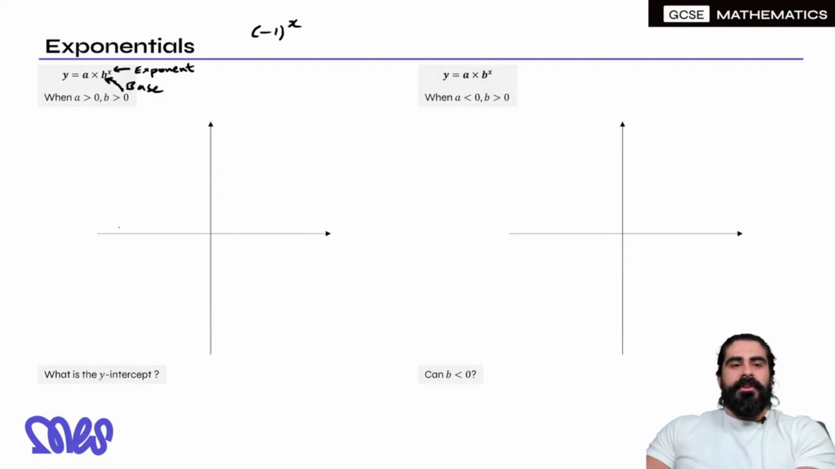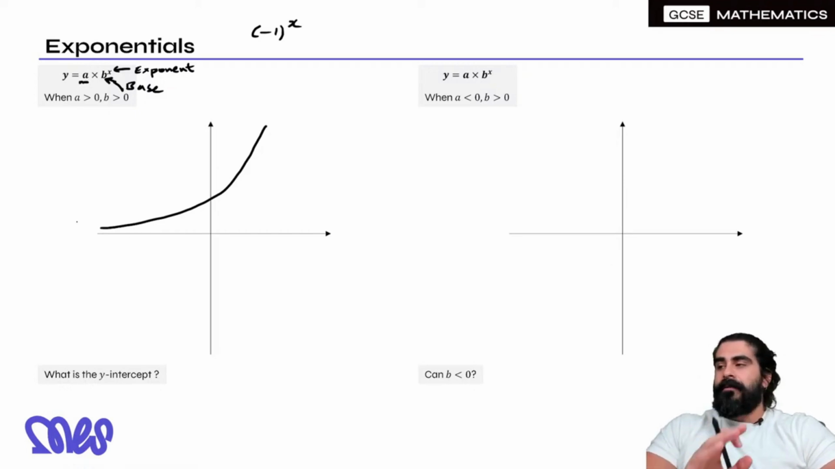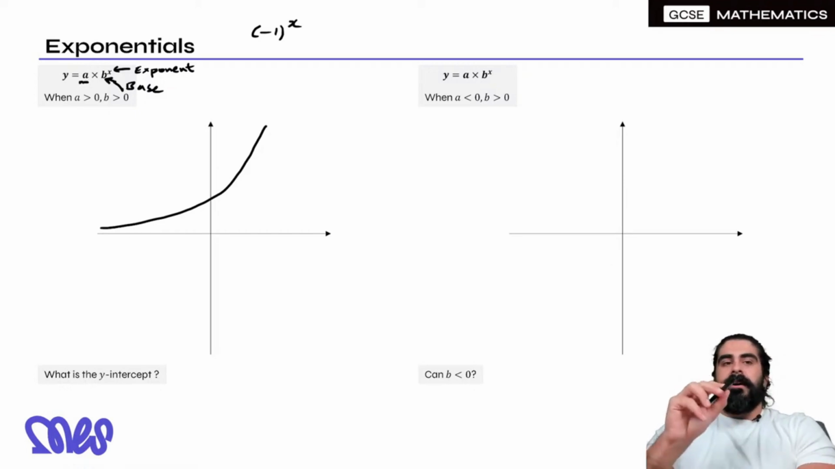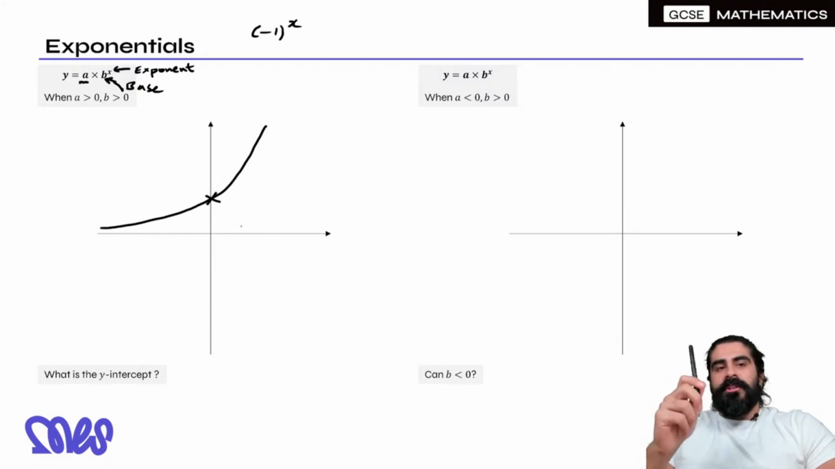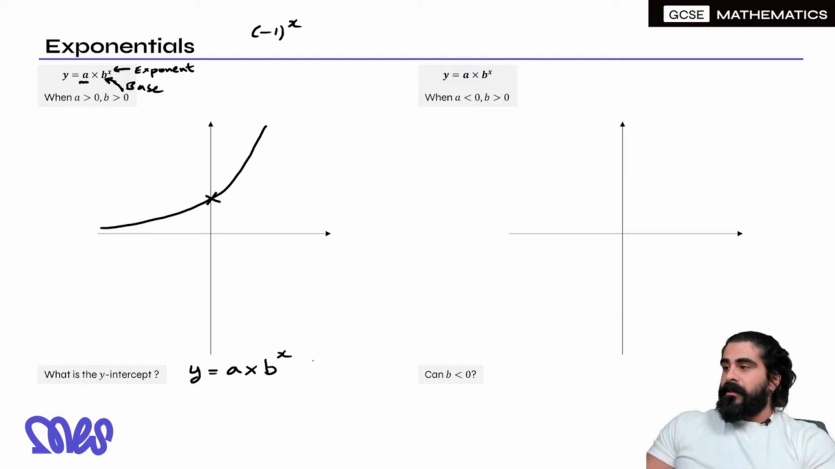Now, exponentials look like this. They grow exponentially. And keep in mind, I've said that this number a is positive. So that could be whatever you want. But the base number below the x always has to be positive. Now, guys, in this example, what does the y-intercept have to be? So if the equation is y equals a times b to the power of x, what does the y-intercept have to be? Now look what happens.